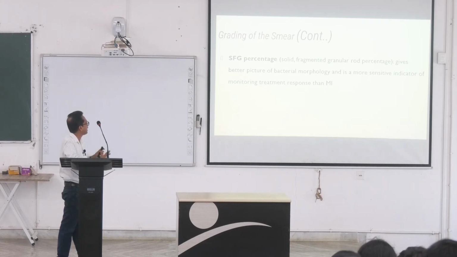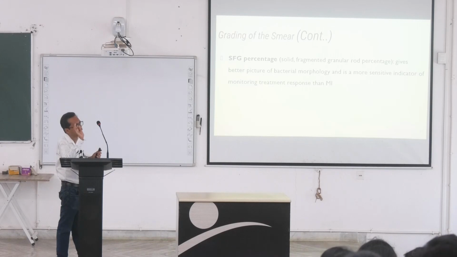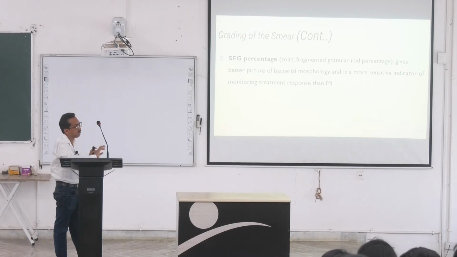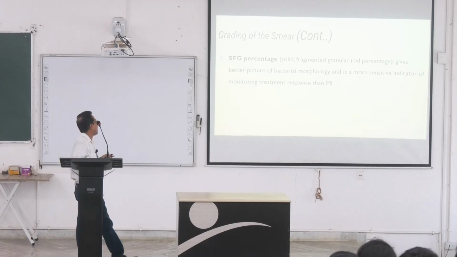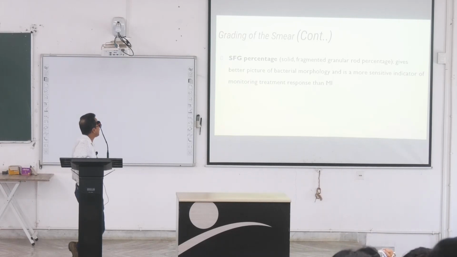Solid fragmented granular rod percentage is similar to the morphological index. This is a new term. Solid fragmented granular rod percentage gives a better picture of bacterial morphology. Sometimes it is called a more sensitive indicator of monitoring. In some of the books it is included in the morphological index, and in some books it is given separately as the solid fragmented granular rod percentage.